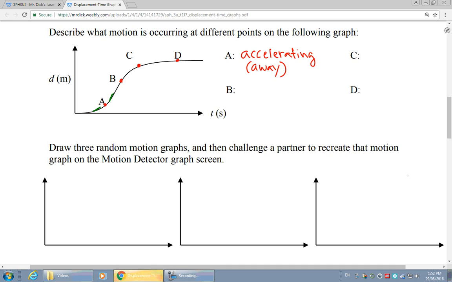At B, on either side, the slope stays fairly constant. And so right around point B, we've got a fairly constant slope. And so at B, we can say that it just continues moving away, because we know that it's still a positive slope. But we can say more specifically, it's doing it with, and I'll say roughly, constant velocity.